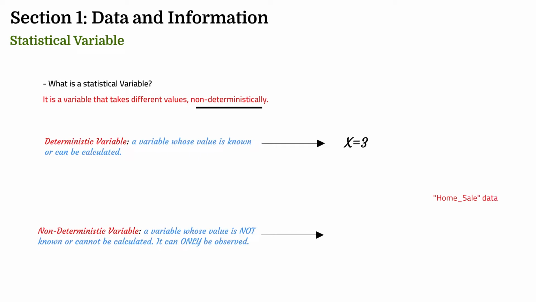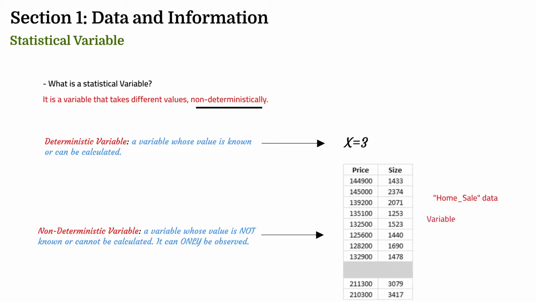I have here home sale data. I have variables price and size, and we have 72 observations, 72 homes that we observe variables price and size.